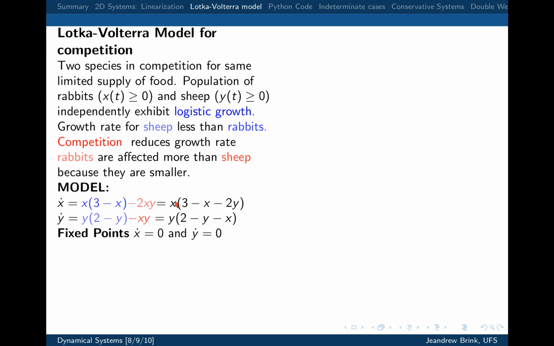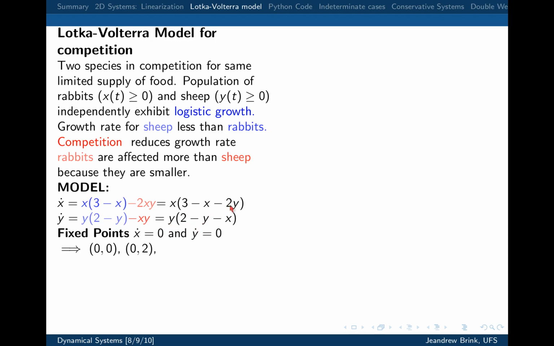So you basically pick one and you see what that implies over here. So if x equals 0, then you're going to have two possibilities. You can either say y equals 0, or you can say y equals 2. And you must write both of them down because both of them are valid fixed points. Okay, so if x equals 0, y equals 0 or y equals 2.